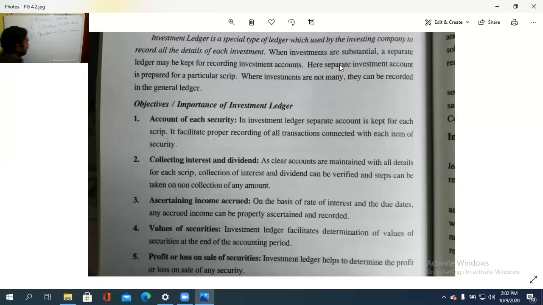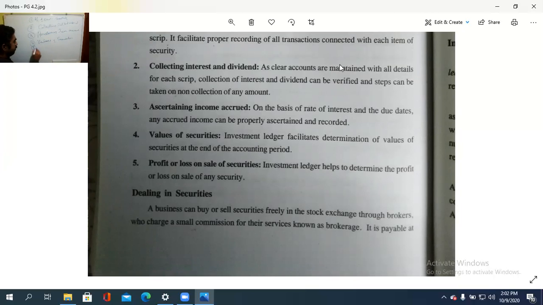Then values of securities. Investment ledger facilitates determination of the values of securities at the end of the accounting period. That is the value of the share or the debenture or the bond. The investment ledger is helpful for determining the share value at the end of the accounting period. Then profit or loss on sale of securities. The investment ledger helps to determine the profit or loss on sale of any security. It may be a share or a debenture, and to determine the profit or loss arising on it, the investment ledger is helpful.